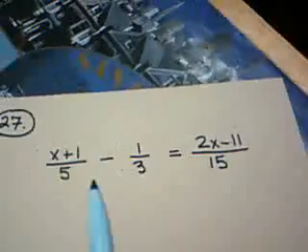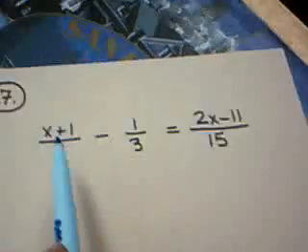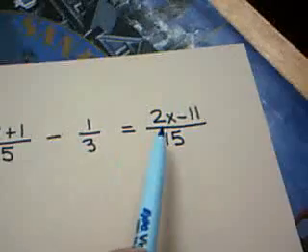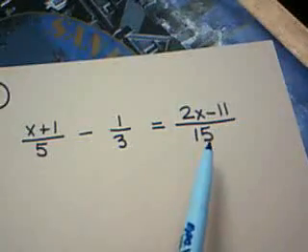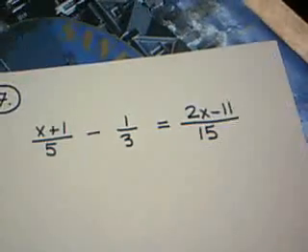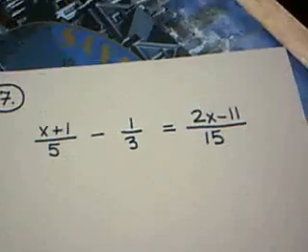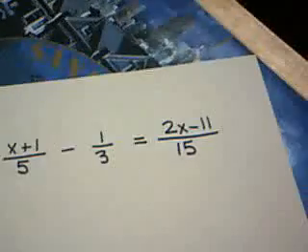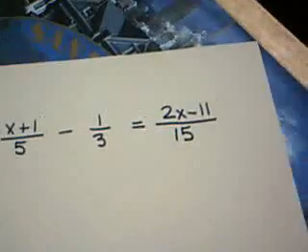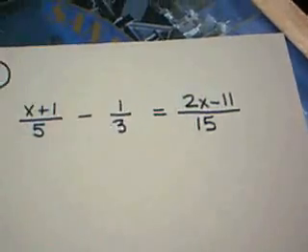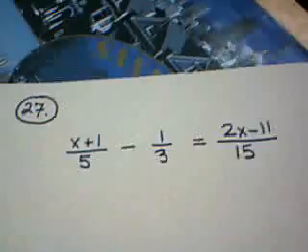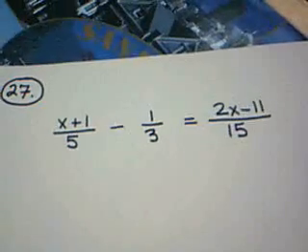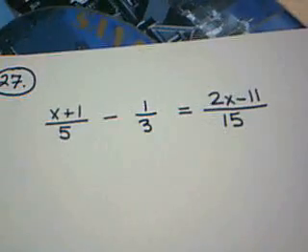Okay, so notice problem number 27. We have the equation (x + 1)/5 - 1/3 = (2x - 11)/15. Now, one of the annoying parts of this equation, the way it's written, is that you have those fractions to deal with. So one of the things I try to tell my students in class is when you're solving an equation that has fractions in it, your first goal is to make those fractions disappear.